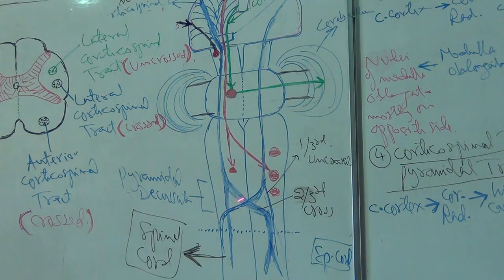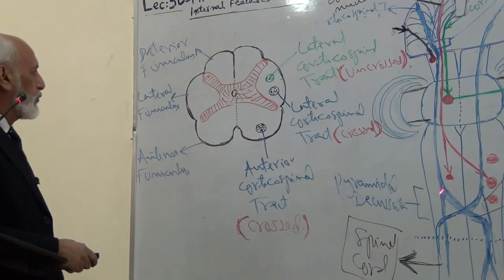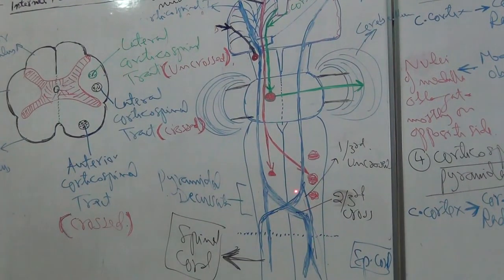Now, as we have divided these pyramidal tracts or corticospinal tracts into crossed and uncrossed, they descend through the funiculi of the spinal cord and according to the funiculi they are named. So some of the two-thirds crossed fibers descend through the anterior funiculus of the spinal cord. Therefore, this corticospinal tract is known as the ventral or anterior corticospinal tract. Which fibers? Crossed. So crossed anterior corticospinal tract. The remaining crossed fibers continue to descend through the lateral funiculus of the spinal cord. Therefore, they are named the lateral corticospinal tract, again crossed.